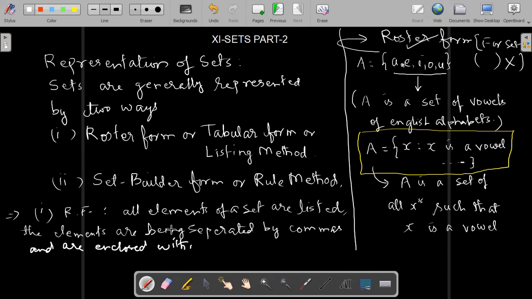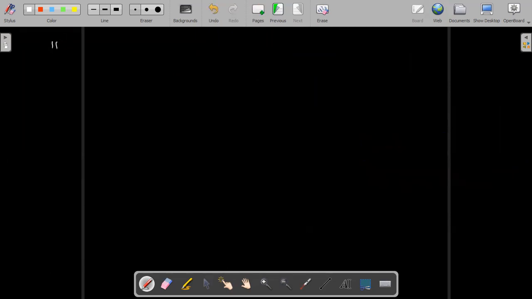So within that, which is called curly brace. We used to say bracket, so this is curly bracket. It is written inside the curly bracket. Okay. And in the set builder form, as you have seen, we have to write the property.